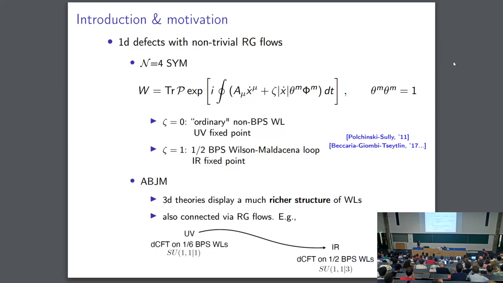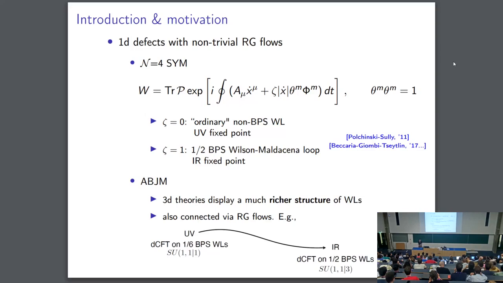And you can put some parameter in front, which is the zeta parameter, such that when zeta is equal to 0, you simply have your ordinary non-BPS Wilson loop. And when zeta is equal to 1, you have the half BPS Wilson-Maldacena loop. And a flow happens between these two points. So the ordinary loop is the UV fixed point, and the half BPS is the IR fixed point. And you have a non-trivial flow connecting these points. This was studied by Polchinski and Sully and Beccaria, Giombi and Tseytlin.